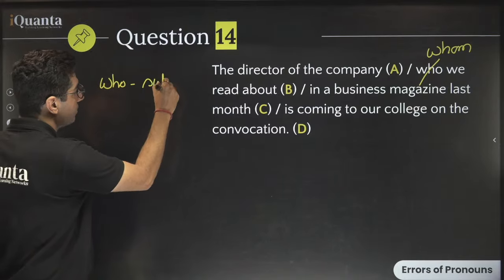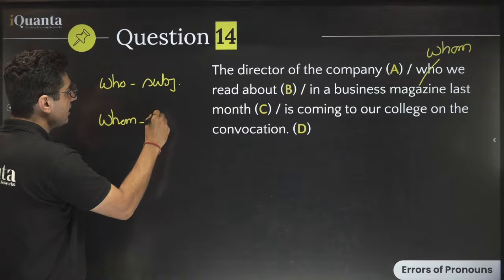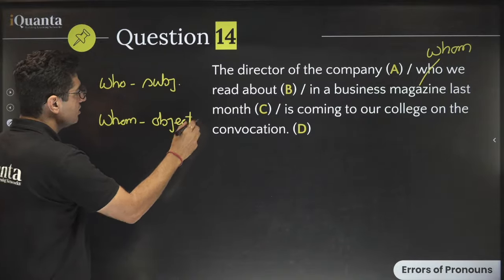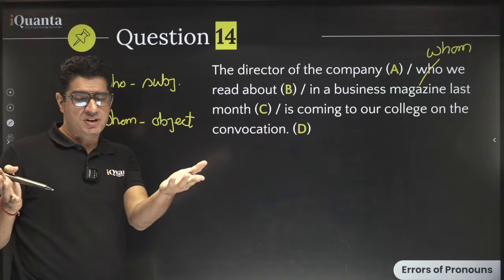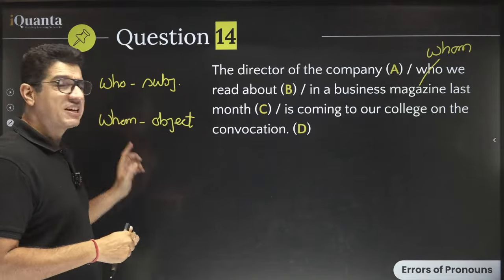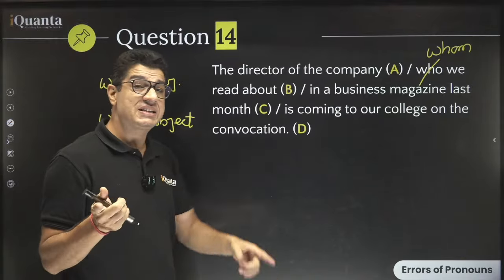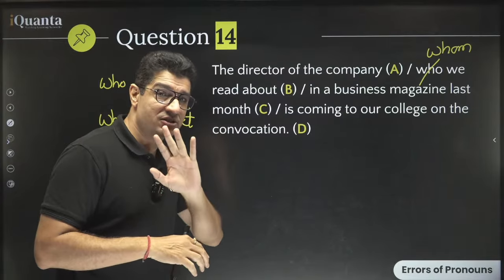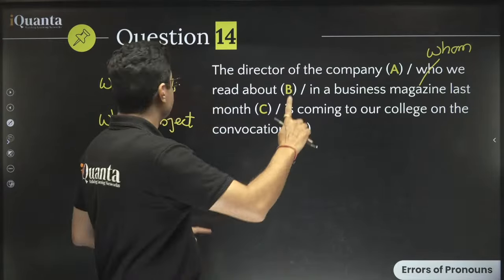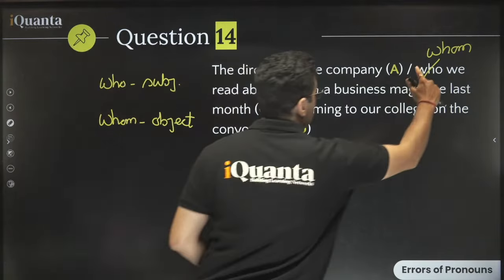replaces a subject and whom replaces an object. So who is the subjective case, whom is the objective case, or if you've gone through some hardcore grammar book, who is the nominative case, whom is the accusative case, whichever label you are familiar with. So how do I tell you to resolve this who versus whom debate? So here is my process, okay, 3-step process.